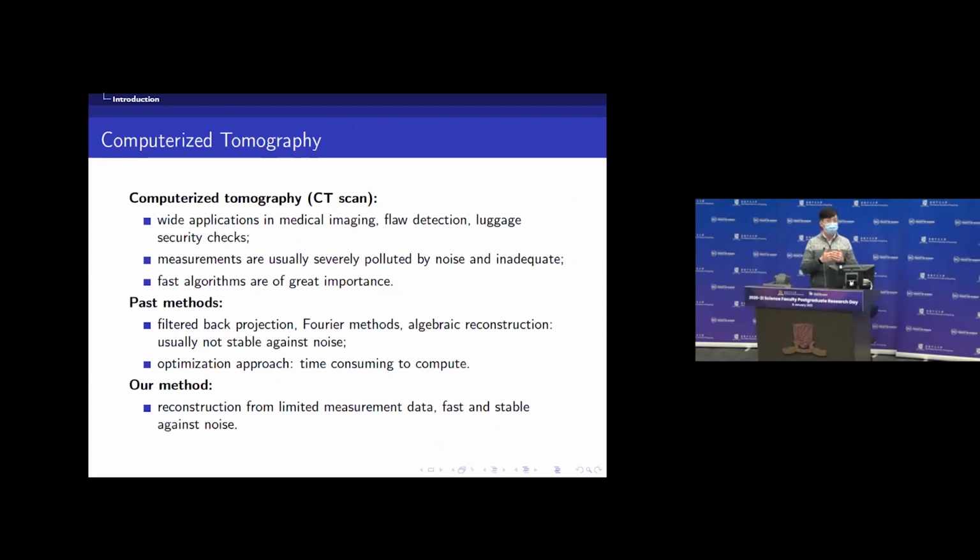Basically, we are trying to combine the advantages of two categories of methods. The first category is fast, but it's not stable under noise. The second category is quite stable under noise, but it takes a really long time to compute. So we are trying to have these two advantages together.